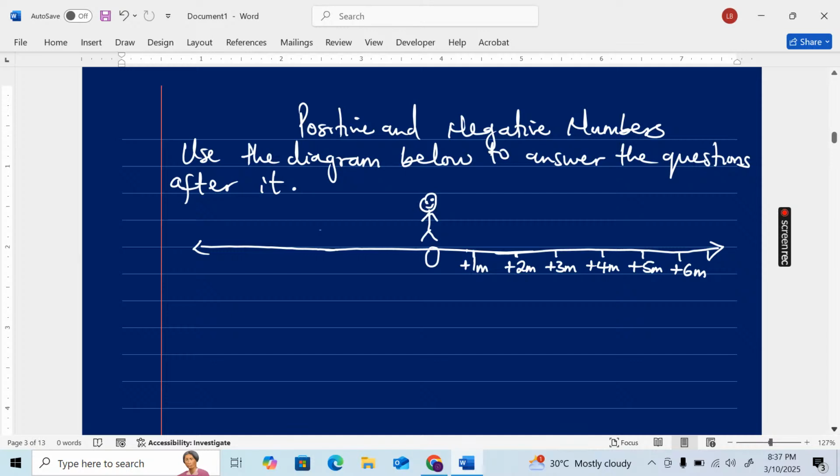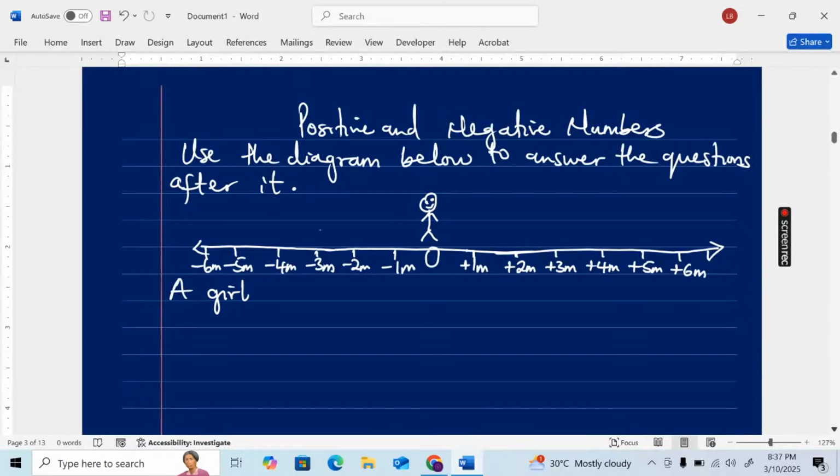To my left, I have -1 meter, -2 meters, -3 meters, -4 meters, -5 meters, and -6 meters. Now, there are some questions after this diagram. I expect everyone to be writing. All hands off the keyboard.